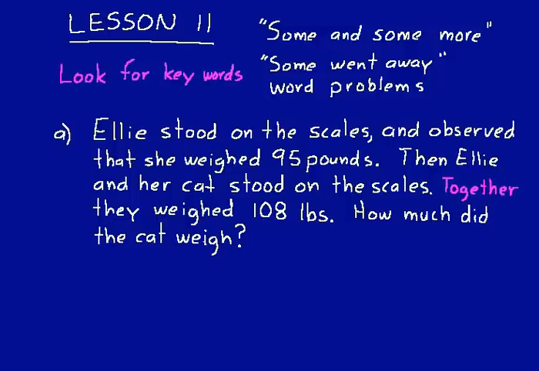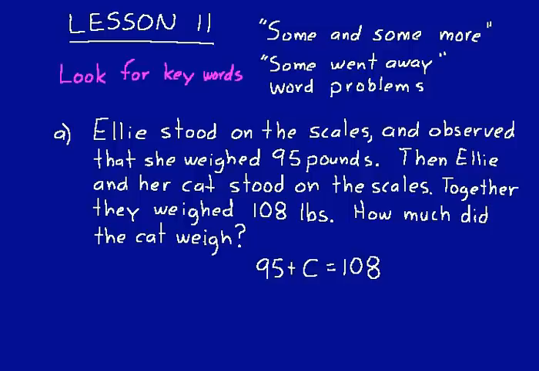There's only two kinds of problems we're working with right now, addition and subtraction problems. What does the word together make you think of? Does it make you think of subtraction or addition? Well, for me, that makes me think about addition. So let's add the 95 pounds and the cat equals 108. Just say 95 plus, we don't know what the cat's weight is. We're trying to find that out. So let's just use a letter to represent the cat's weight, equals 108. When you add those two things together, they weigh 108 pounds.